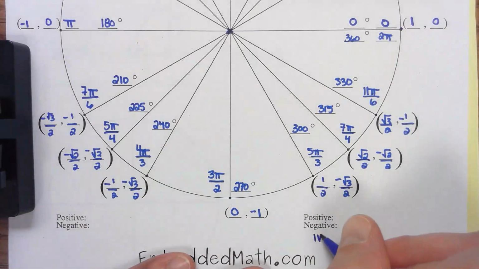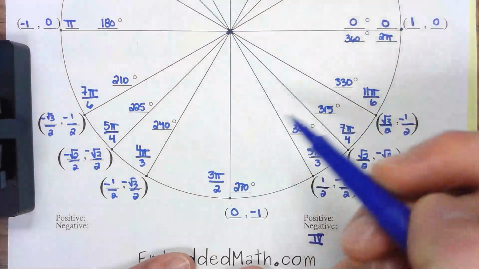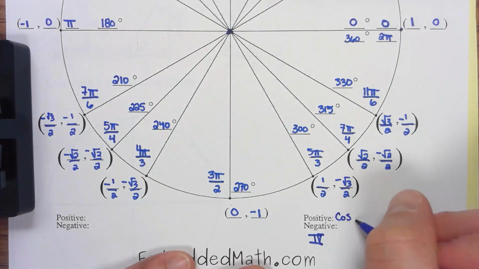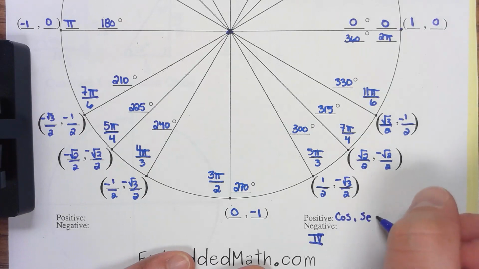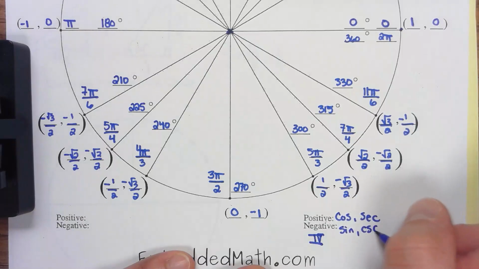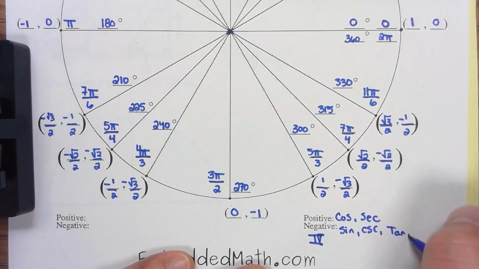In quadrant 4, that's again All Students Take Calculus. So my positives are the calculus: the cosine and its reciprocal, which is secant. All other trig functions are negative. So that'd be sine, its reciprocal cosecant, tangent, cotangent.